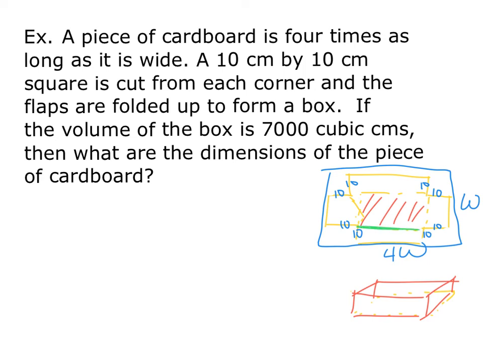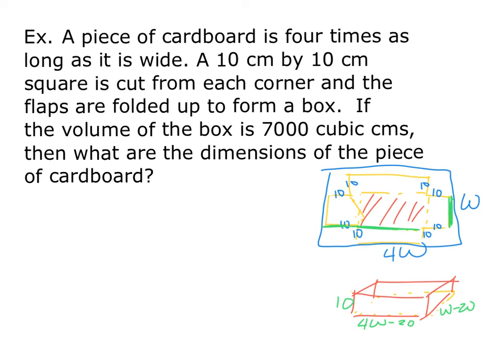Well, we took out a 10 on each side, so that's 4W minus 20. With the width, what is this going to become? Well, that's W minus 20. And then what's the height of the box? Well, these are folded up, so that's a 10. All right, so now we figured out the picture.